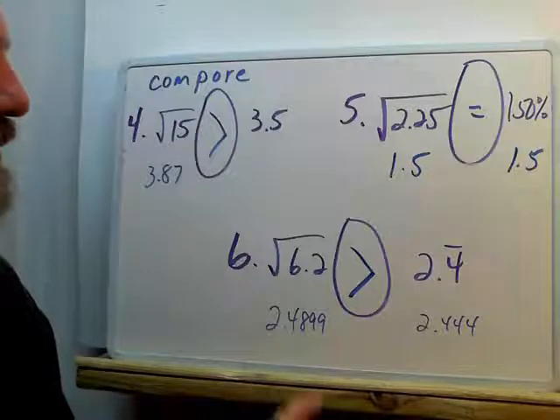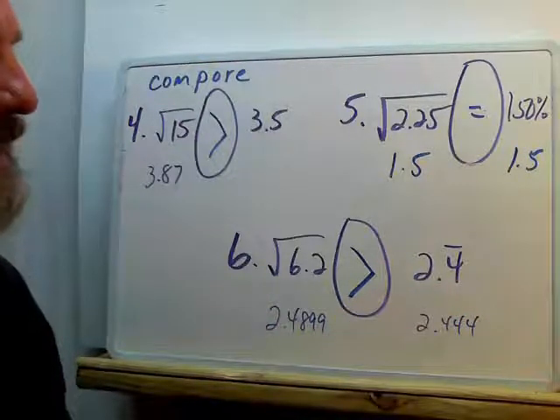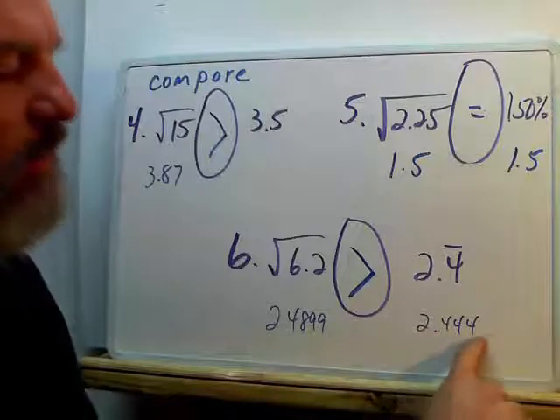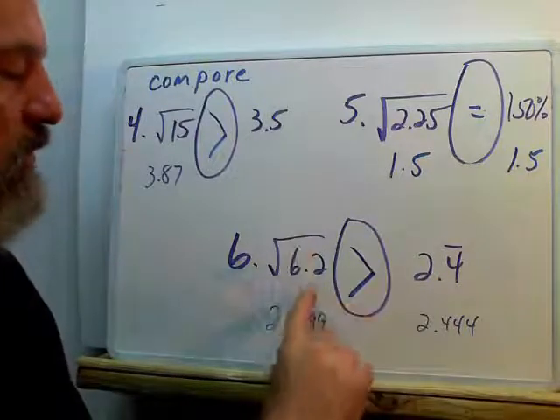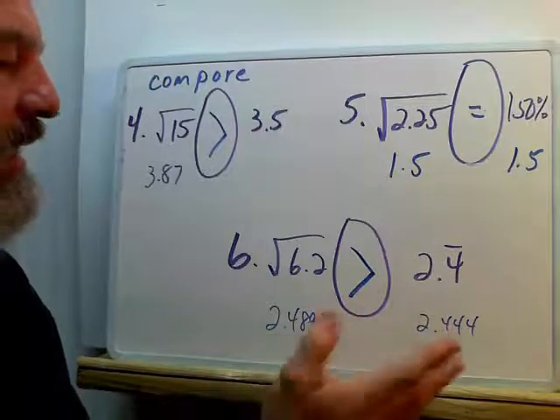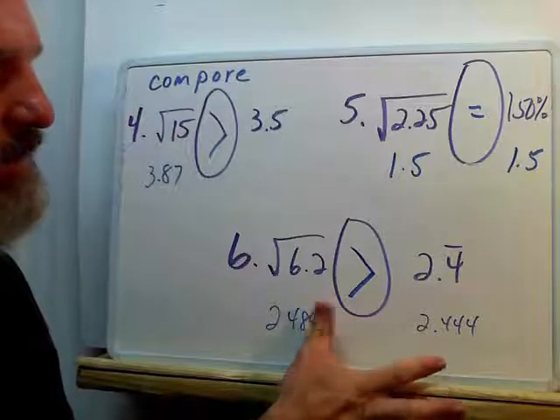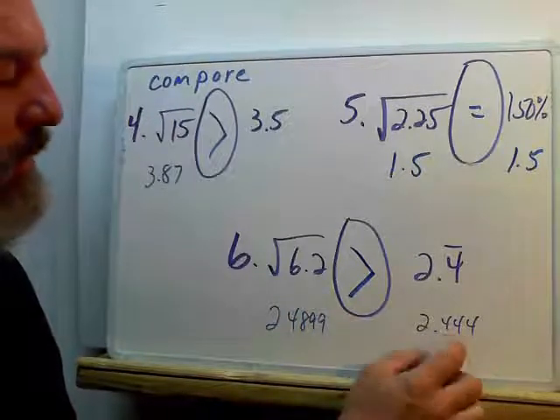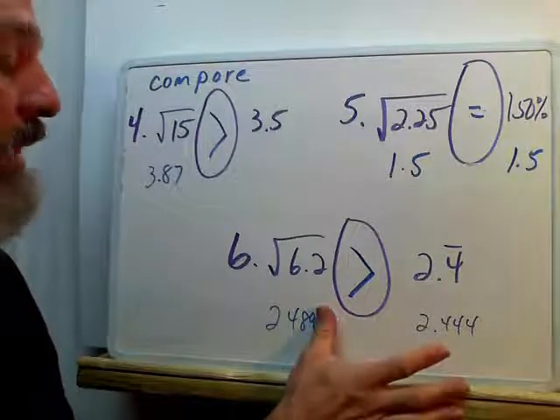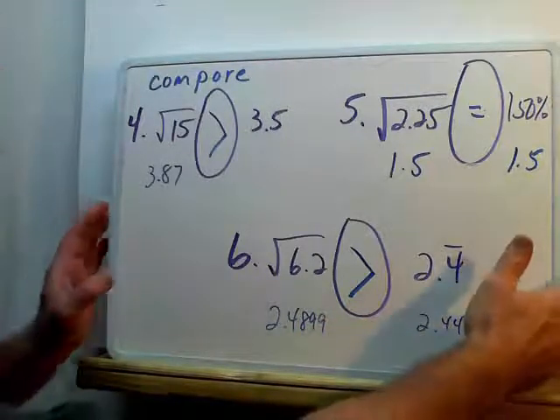Number 6, we have the square root of 6.2 and 2.4 repeating. So 2.4 repeating, I just wrote it as 3/4 for now, just to check. Put this in a calculator, and I get 2.4899. Put extra digits there, you don't really need those. 489/1000ths is greater than 444/1000ths. So we have a greater than situation.